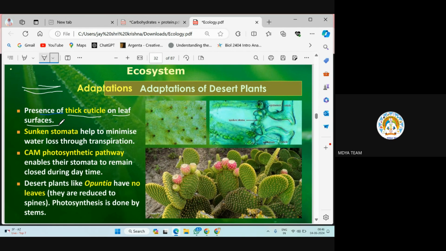So, presence of thick cuticle, sunken stomata. Stomata are porous structures that are present in the leaf in order to absorb oxygen and excrete water. In desert plants, the stomata is not present on the surface of the leaf. Like in a normal plant, stomata is present on the surface. But here stomata is sunken. It's inside a structure. So it minimizes water loss through transpiration.